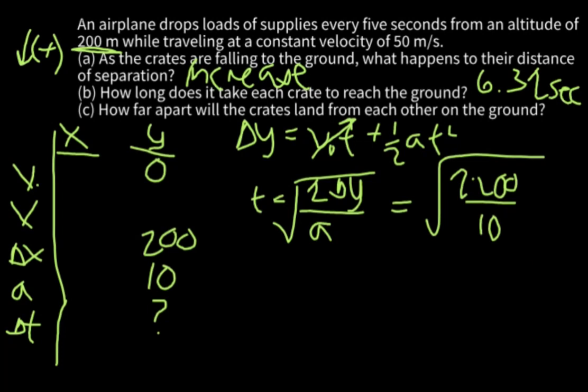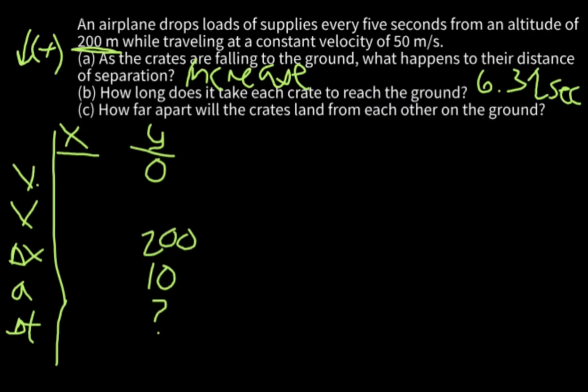Alright, and then for part C, we want to know how far apart will the crates land on the ground from each other. So in that case, we need to do the horizontal part of this chart. This airplane is going to be traveling at 50 meters per second when it drops those boxes. That means they're going to be going horizontally at 50 meters per second. And there is no acceleration in the x direction. We want to know how far apart they'll land from each other, so we want to know change in x. And we also know that they are being dropped every 5 seconds.